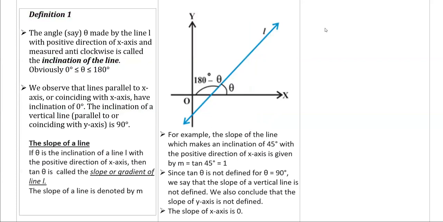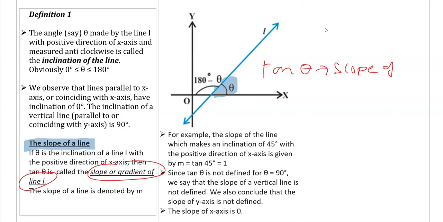The next concept related to this is the slope of a line. So understand what the slope of a line is. Once we have understood what the angle of inclination is, we can say that tan theta of this angle, that is the tangent of this angle, is called the slope of a line. The slope of a line is also called the gradient. Mostly we use the term slope of a line, and it is indicated by the letter m.